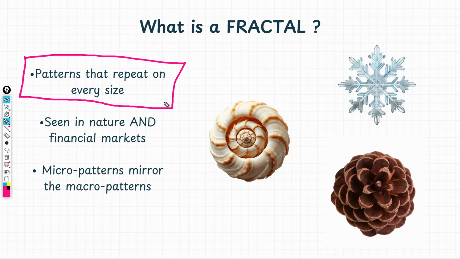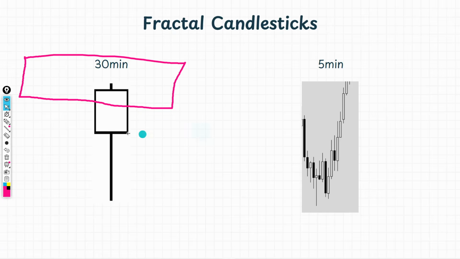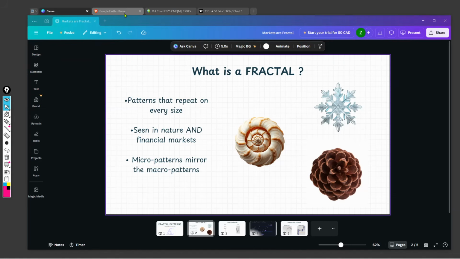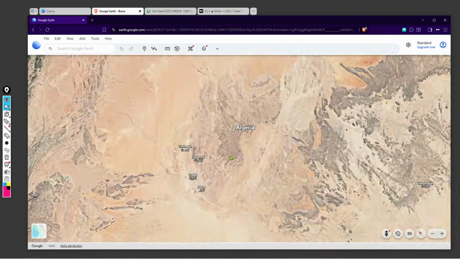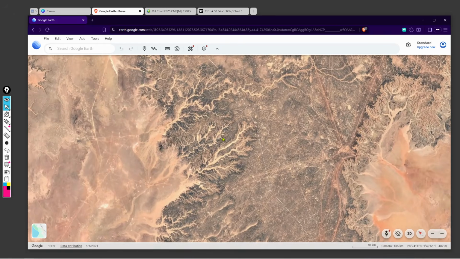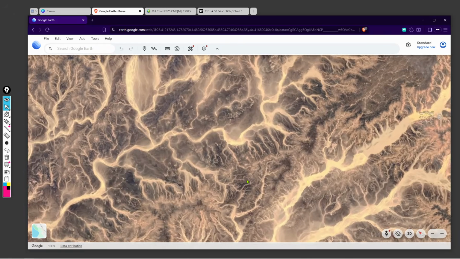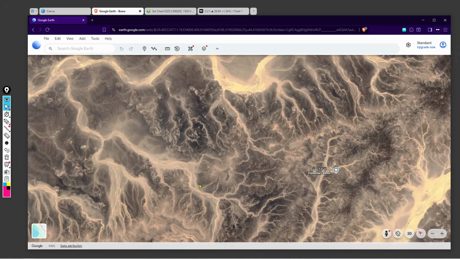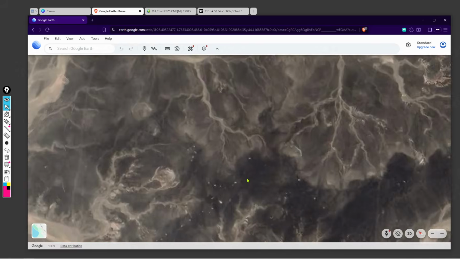In trading, it's time frames. In nature, it's size. You can see fractals in seashells. See, this is the same thing, just repeating itself constantly. In pine cones, in snowflakes. I was even looking at Google Maps or Google Earth, and I just zoomed into the desert in Algeria randomly. And you can see that even the terrain of the desert, the terrain of the earth, is a fractal.